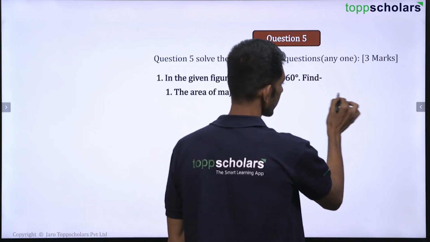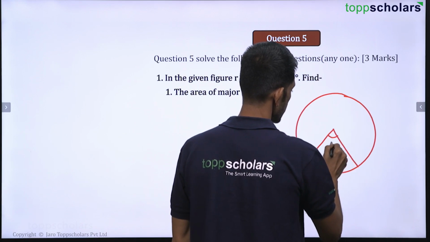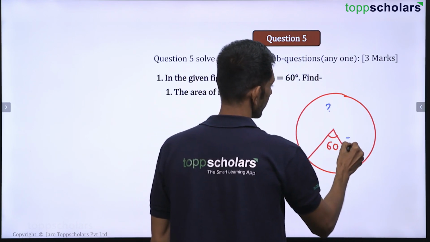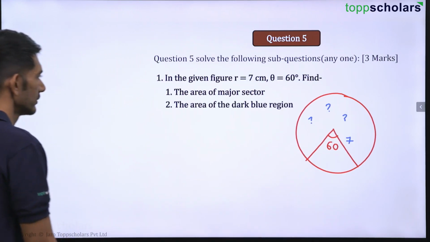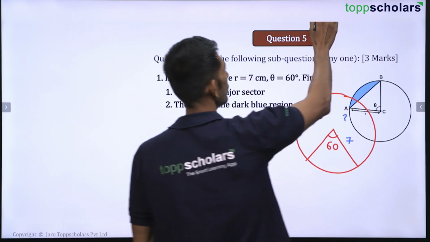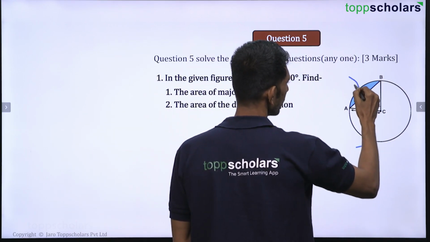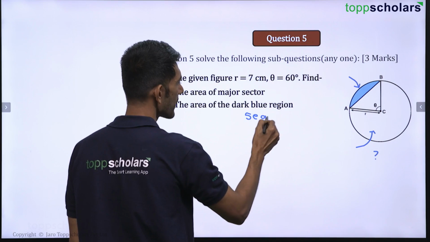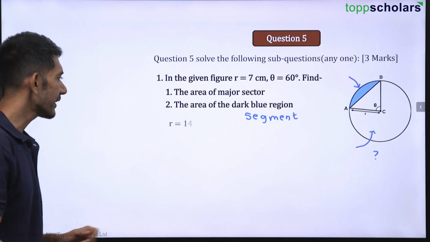Okay, understand. This is very interesting now because if there is a circle, this is 60. We are supposed to find out this area and the radius is 7. So what will be this area? That is the question. Then we are supposed to find out the area of the dark blue region. So we are supposed to find out the area of the major sector first, this one, and then the dark blue figure, which is nothing but, I'll name this, this is called a segment.